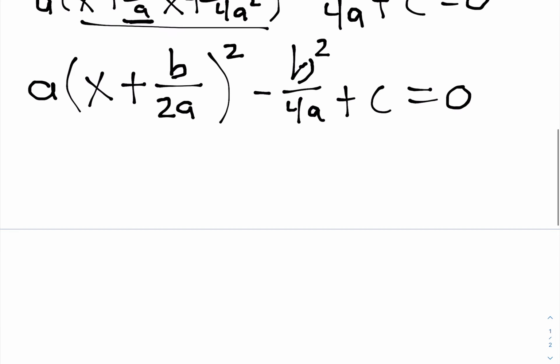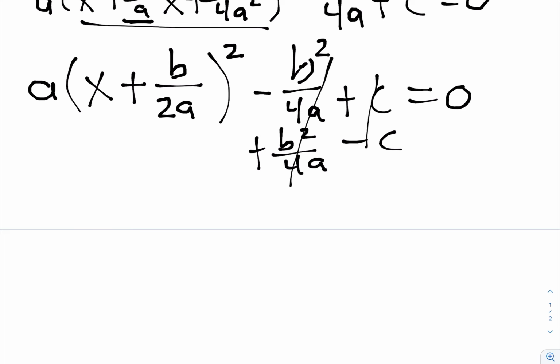Okay, and like I said, we're solving for x, so everything that doesn't have an x, let's try and get it onto this other side here. So we can subtract c and add b squared over 4a on both sides, right? Because then those will cancel, and we have plus b squared over 4a minus c.